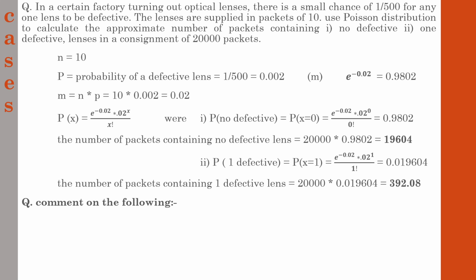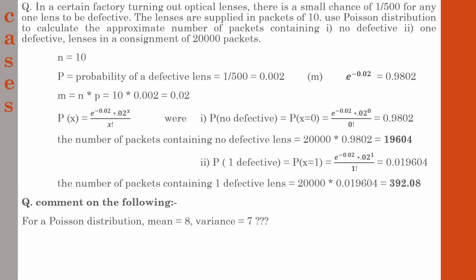Comment on the following. For a Poisson distribution, mean is 8 and variance is 7. Is it right or wrong? That is the question. For a Poisson distribution, mean is 8, variance is 7. Is it right or wrong? We have learned that the mean and the variance of a Poisson distribution are always the same. The value will be the same.